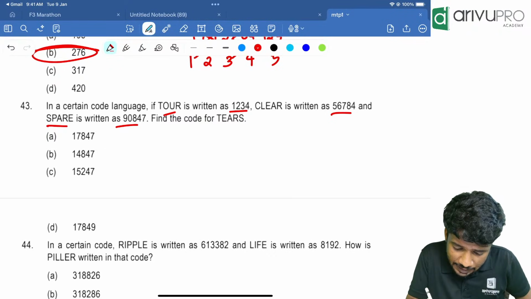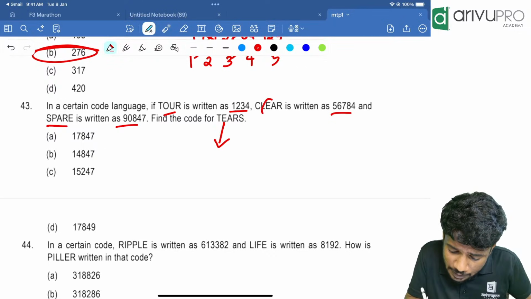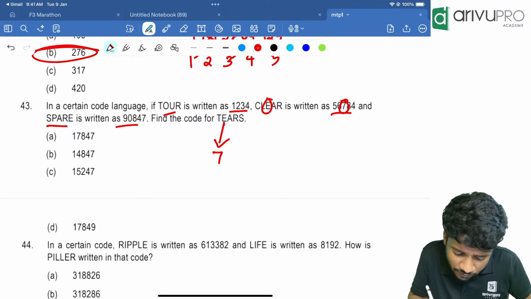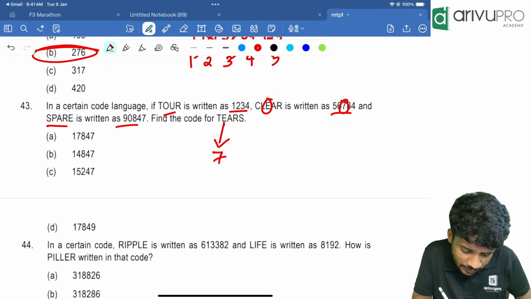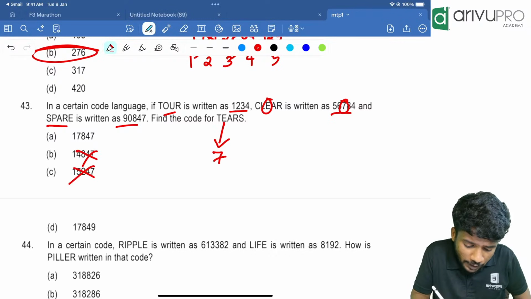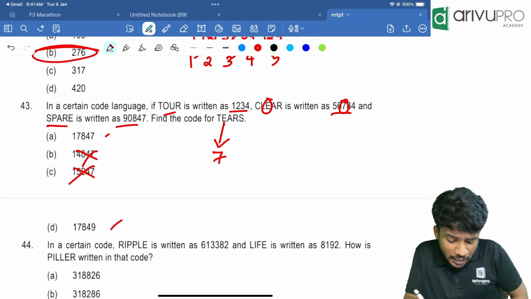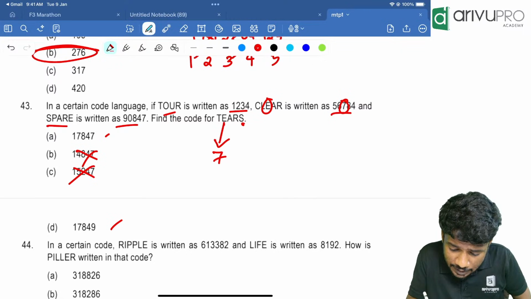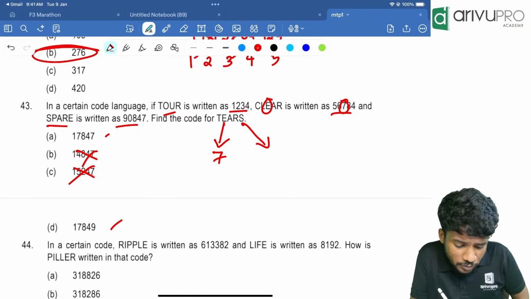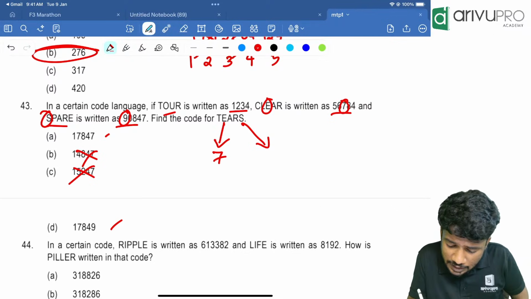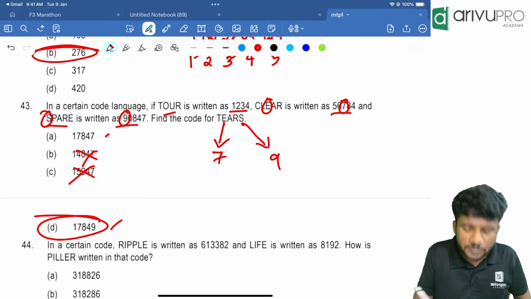We will check the second letter, E. Looking at this, E means what? E is 7. So E is the second letter, and 7 is coming in which options? Only in option A and option D. Now we will go for the last letter, that is S. S means what? The first letter of this, that is 9. Where is 9 coming? Option D is your answer.